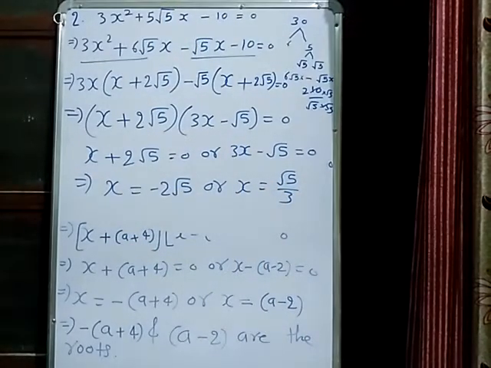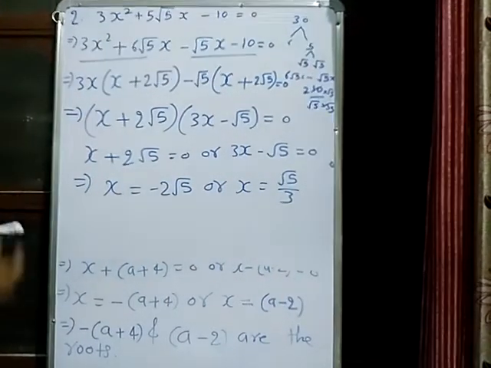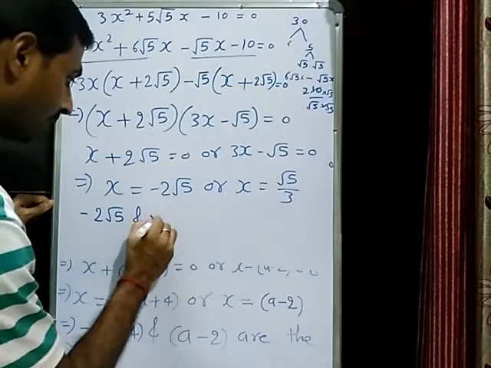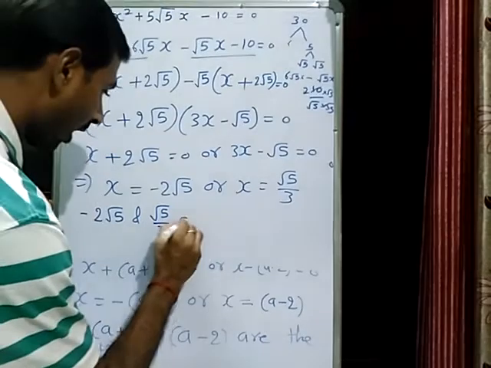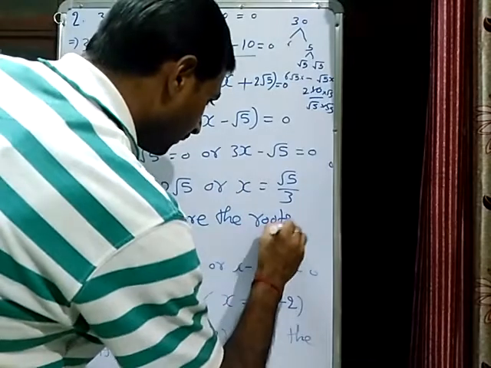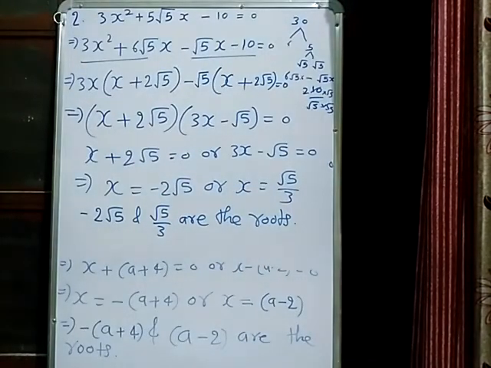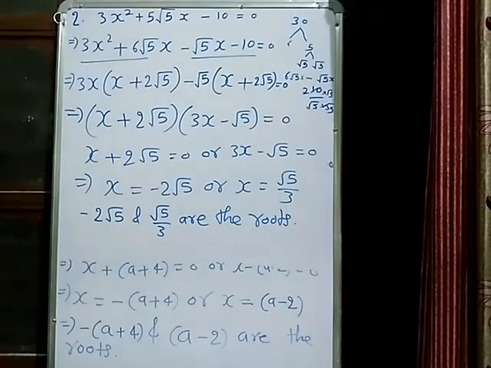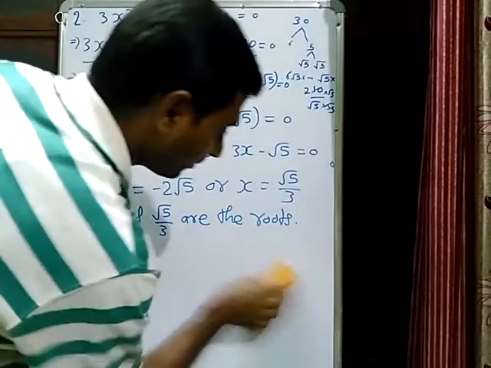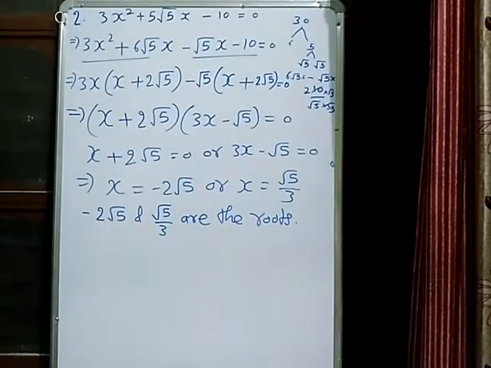So therefore, what are the roots of this question? Minus 2 root 5 and root 5 upon 3. Therefore minus 2 root 5 and root 5 upon 3 are the roots. So these are the roots of this given question number 2. So many students have done this question also. Those of you who have not done it, go through it and try it and practice also. You need to do the practice. If you are unable to understand, you can ask again.